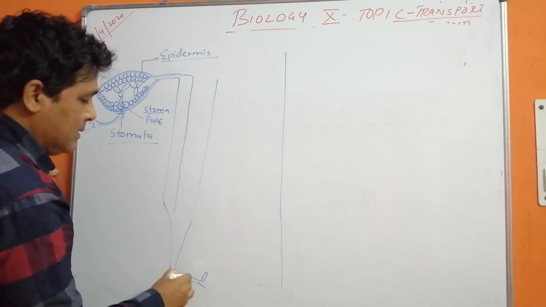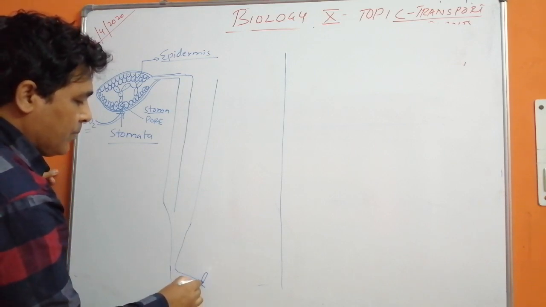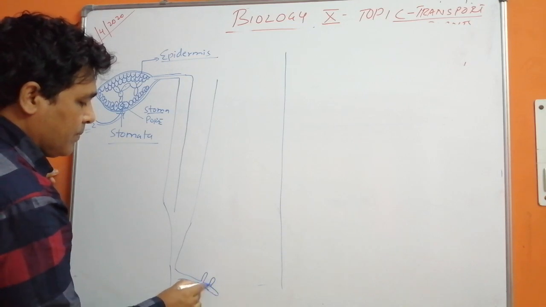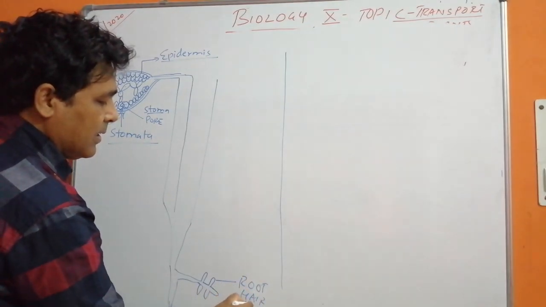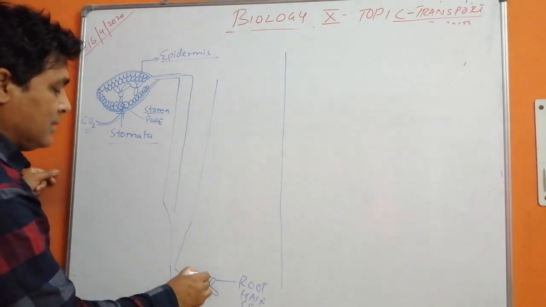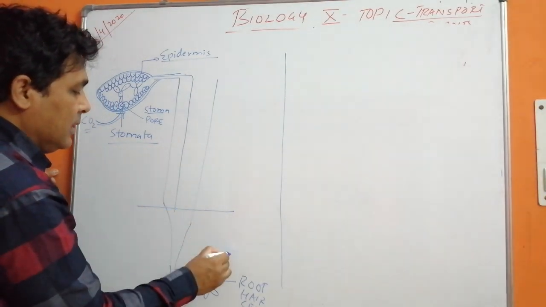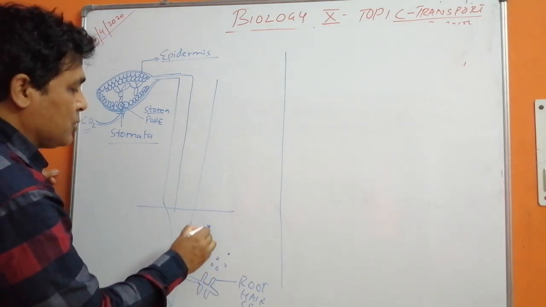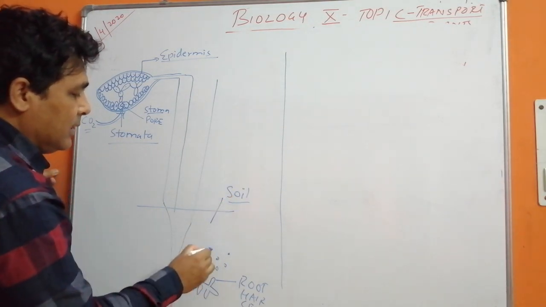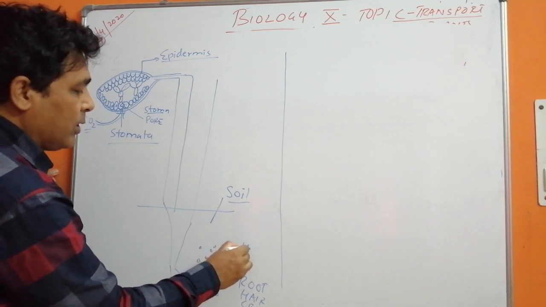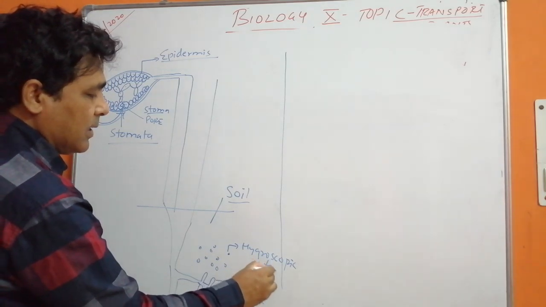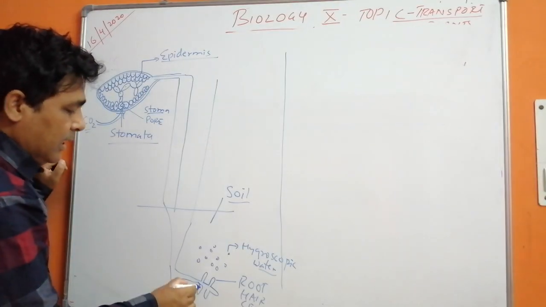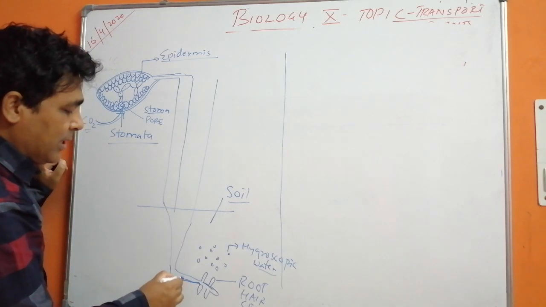These are the rootlets. These are root hairs. Root hair cells. This is the water. Now water is present in the soil, and in the soil, this is hygroscopic water. Now this is your rootlet.